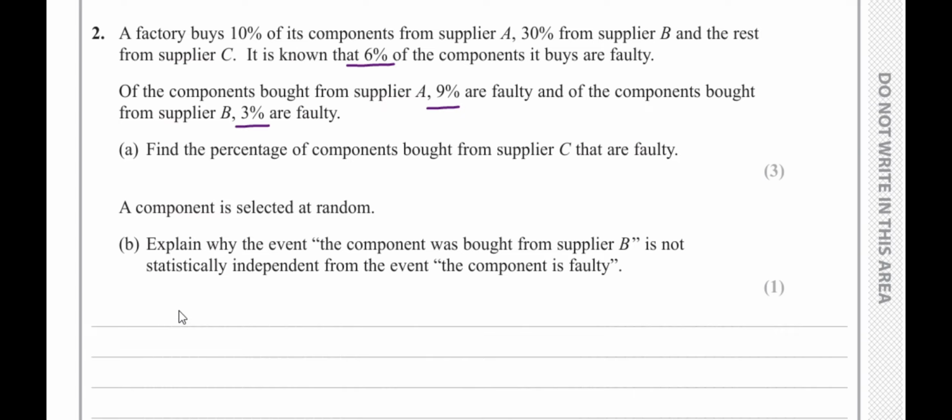In this question, it's better to put these details in a table such that we will know what's going on. So let's say the name of the supplier is A, B, and C. How much do they buy from supplier A? 10% of its components. From B, 30%. From C, the rest. That means 30 plus 10, 40, and therefore this is 60%.